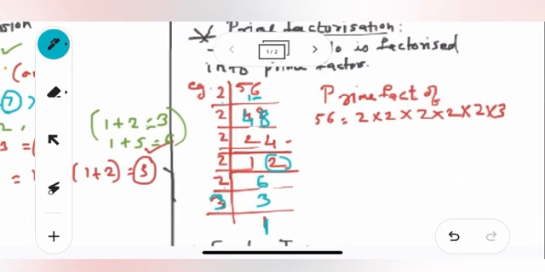The prime factors of 56 are, how many times is 2 there? 1, 2, 3, 4, 5. So you write 5 times 2. How many times is 3 there? 1 time. So you write this 3 1 time. So these are the prime factors of number 56. So this way you can find prime factors for any number.